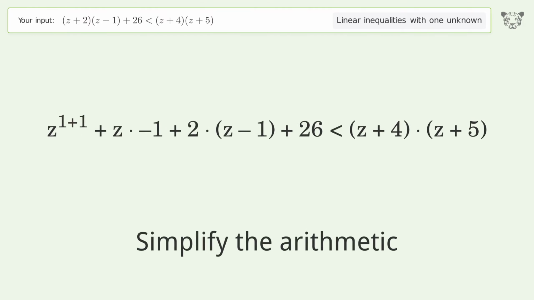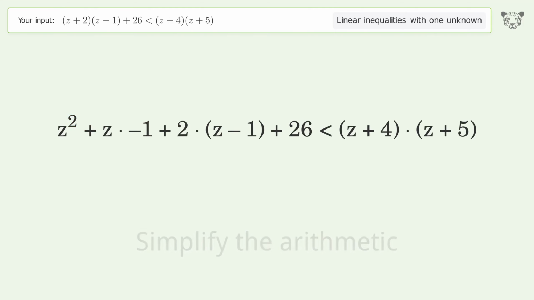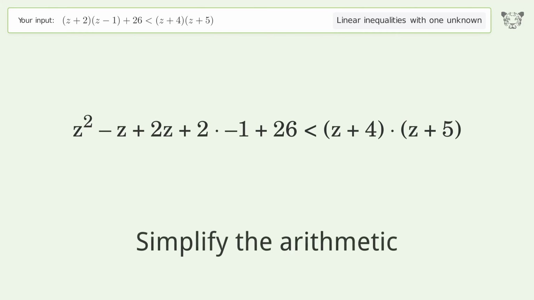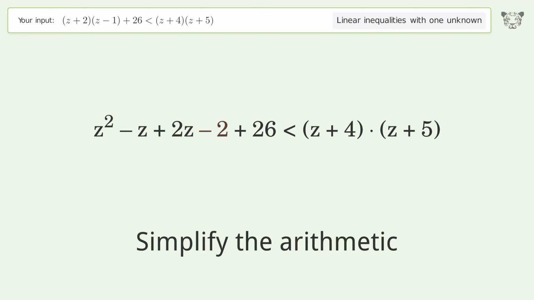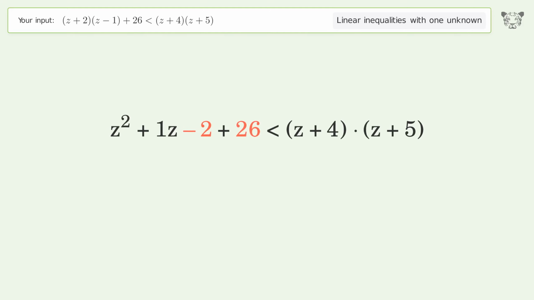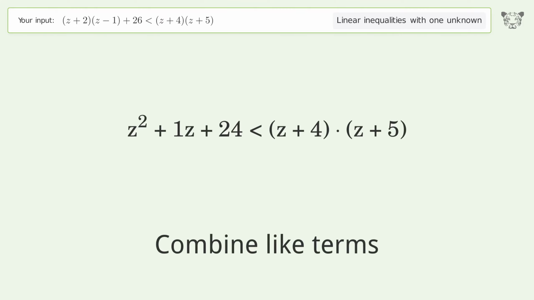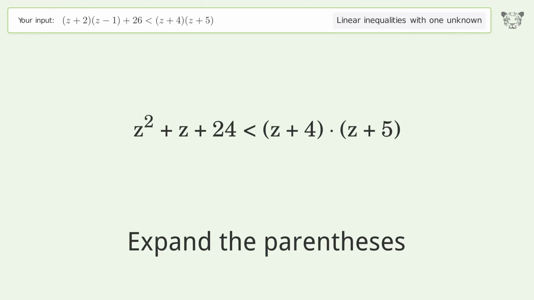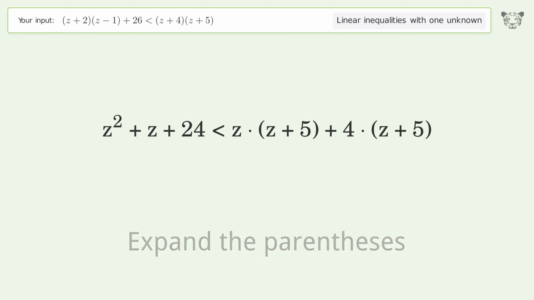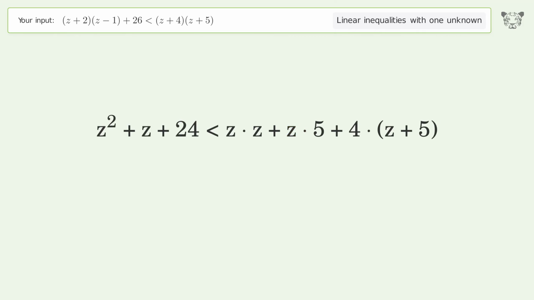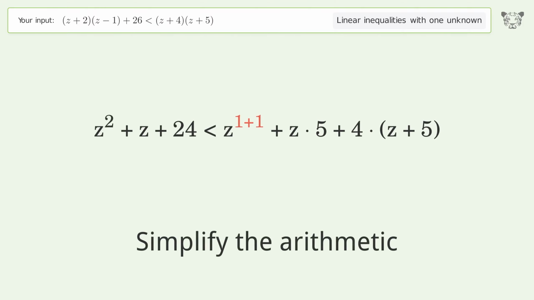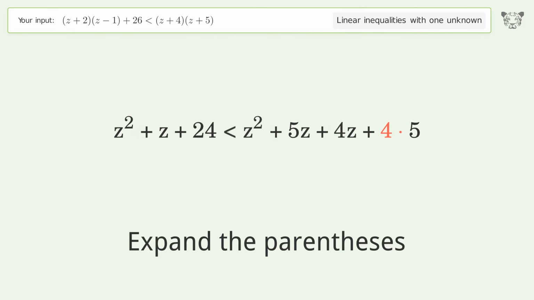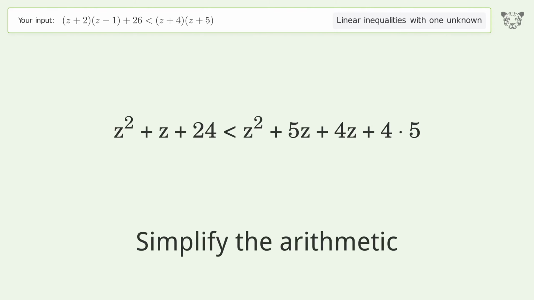Simplify the arithmetic. Expand the parentheses. Simplify the arithmetic. Combine like terms. Expand the parentheses. Simplify the arithmetic. Expand the parentheses. Simplify the arithmetic.